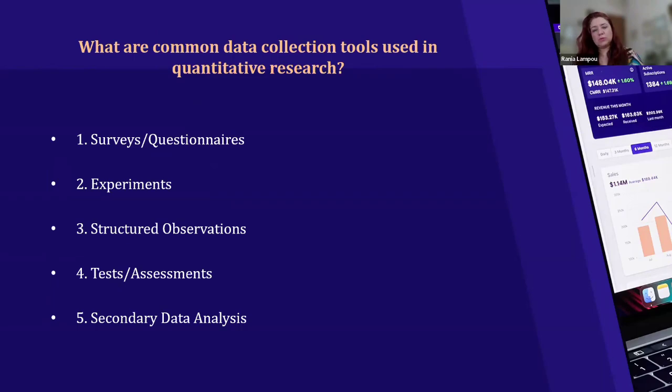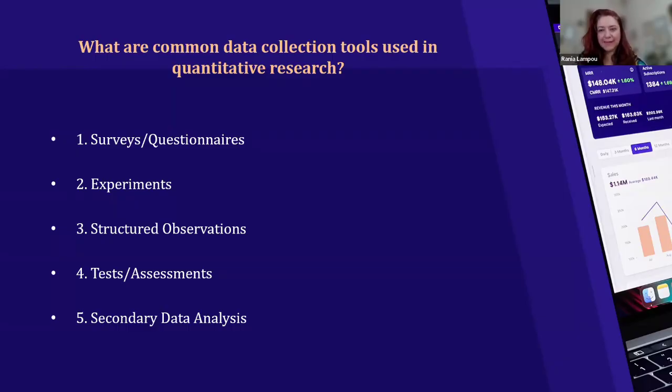Now, what are the common data collection tools used in quantitative research? Of course, we have first surveys and questionnaires, which are structured sets of questions with fixed responses, like Likert scales or multiple choice, to measure opinions. Usually they are used to measure behaviors or characteristics across a large group.